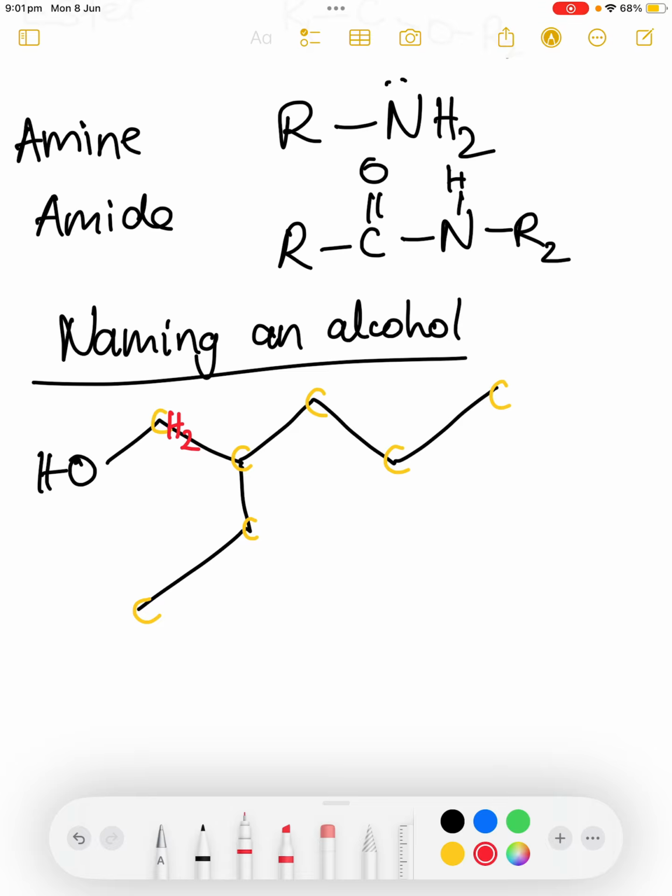This carbon's bound 3 times. So how many hydrogens can it have there? 1. CH2, it's only bound once. CH3, H2, H2, H3. Okay, now, this is the process about naming it, okay?